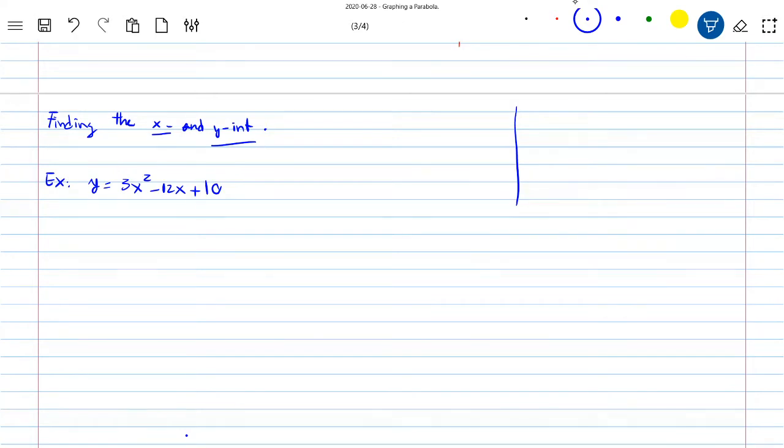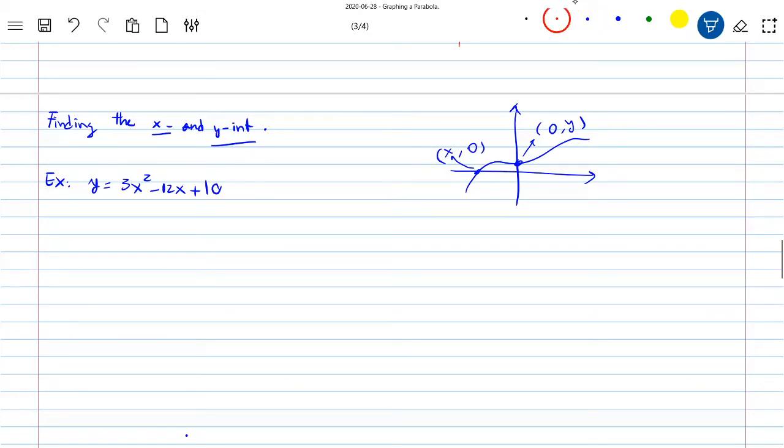As I have mentioned before, if you have a graph, this is the y-intercept, and you know that the x-coordinate is 0, since it's on the y-axis. The x-intercept has the property that you do not know the x value, but you know that the y value is 0. So if you're looking for the x-intercept, you let y equal to 0. If you're looking for the y-intercept, you let x equal to 0.